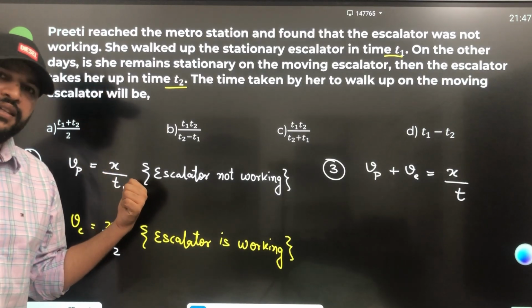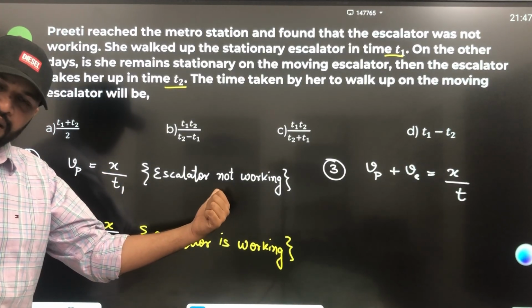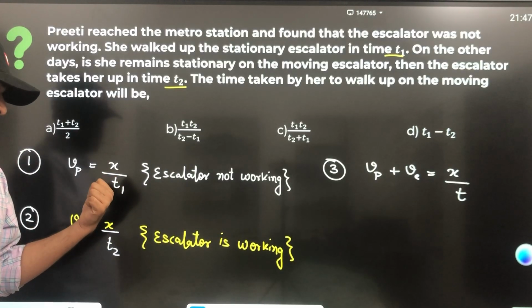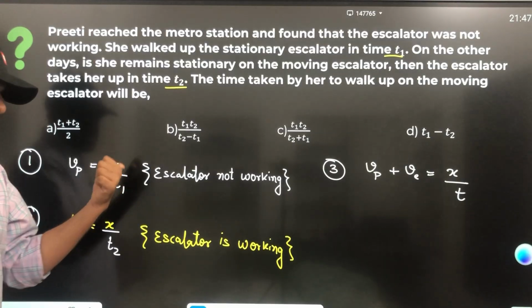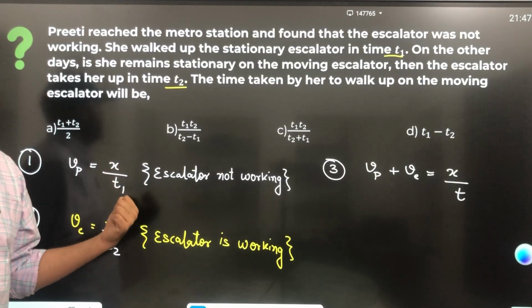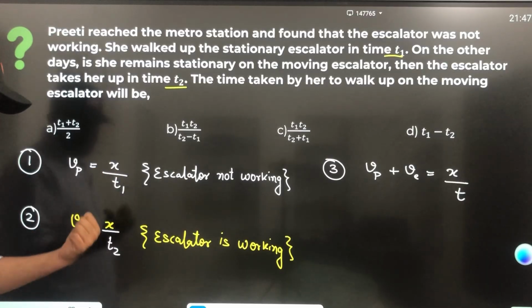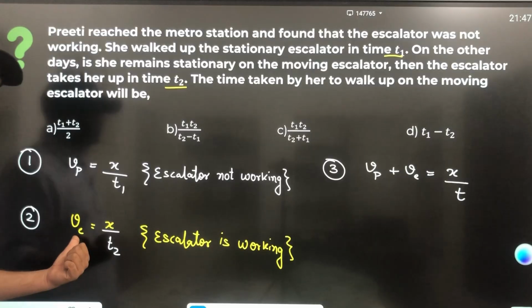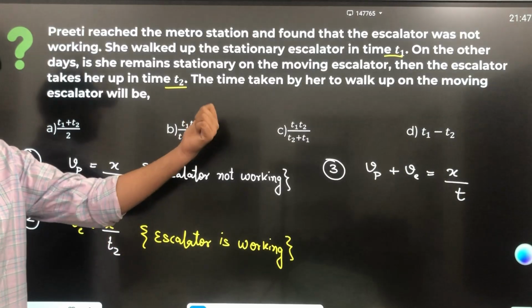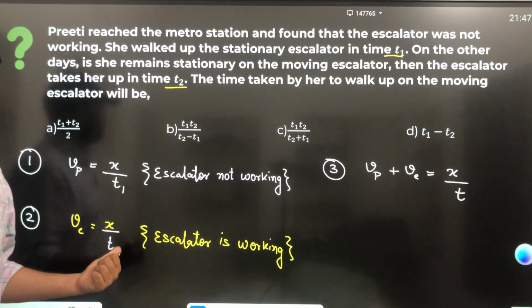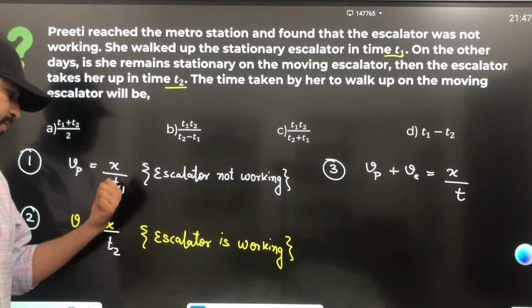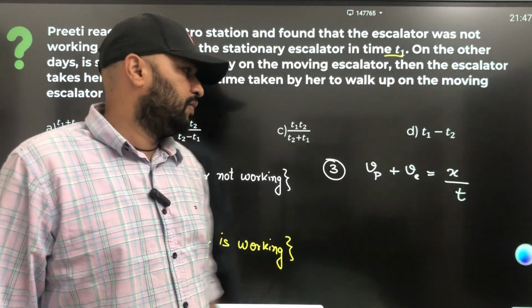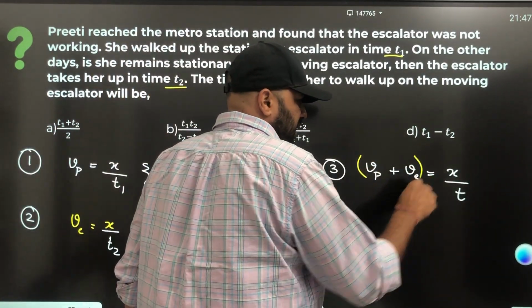In the first case, when the escalator is not working, who is moving? Preeti is moving. And when Preeti is moving, going from any point A to any point B, the distance x is traveled in time t1. Second case, when the escalator is working, Preeti is stationary. And in that case, only the velocity of the escalator will take her from one point to another point in time t2. Time obviously will be different, because depending on Preeti's speed and escalator speed. In the third case, when both of them are moving, both the velocities will add up.